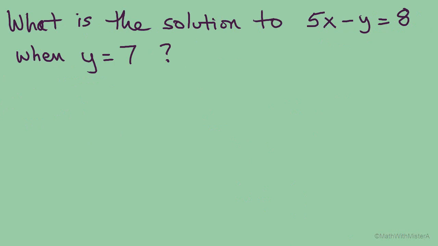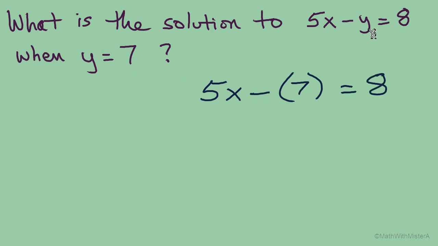Here's a similar problem, and it's one that you can pause the video and try. And now we'll look at the answer together. What is the solution to 5x minus y equals 8 when y equals 7? So we're rewriting this equation, 5x minus, in place of y, we substitute the value 7. And keep copying the equation, it equals 8.